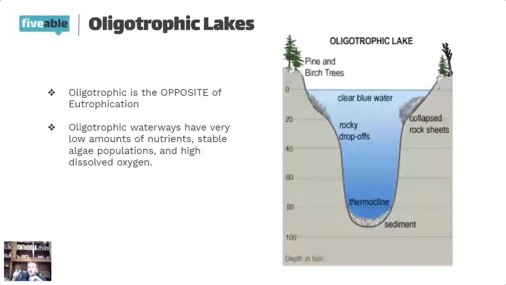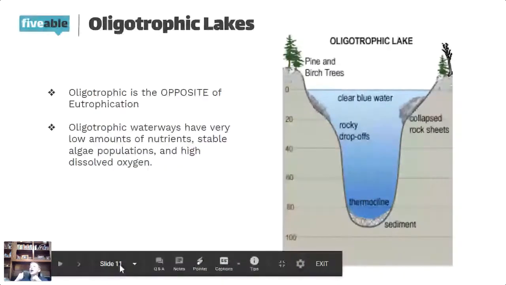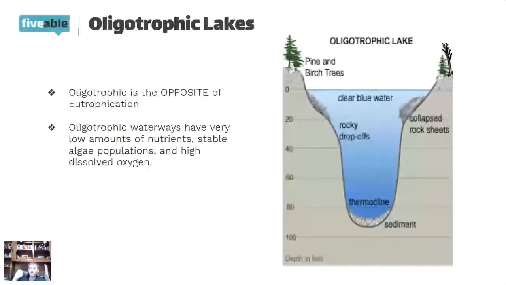And the stable algae populations is just saying that there's a high dissolved oxygen content, but not too high. All right, so oligotrophic is the opposite of eutrophic. And with that, is there anything in between eutrophic and oligotrophic? Yes. So there is something in the middle.